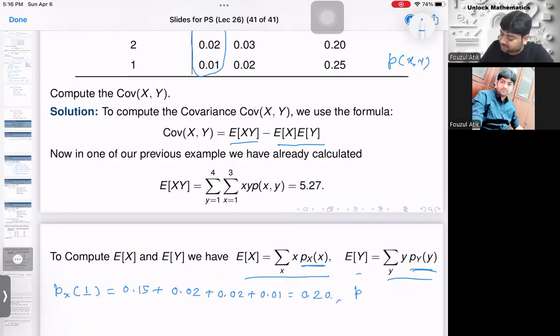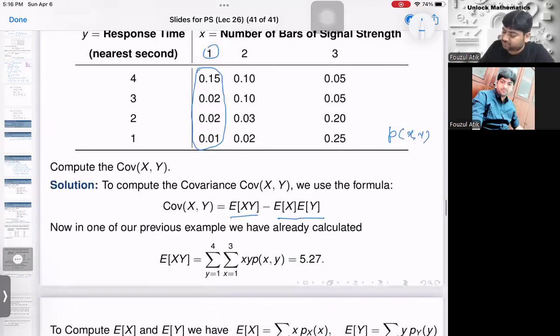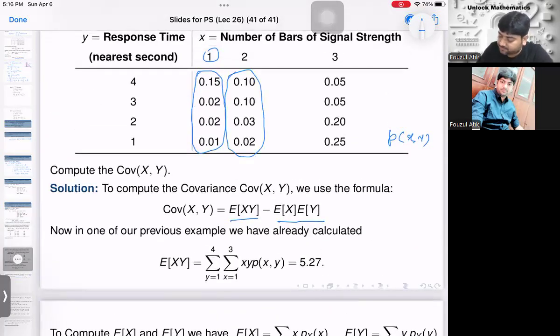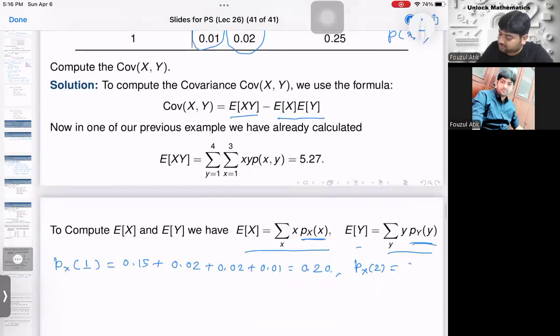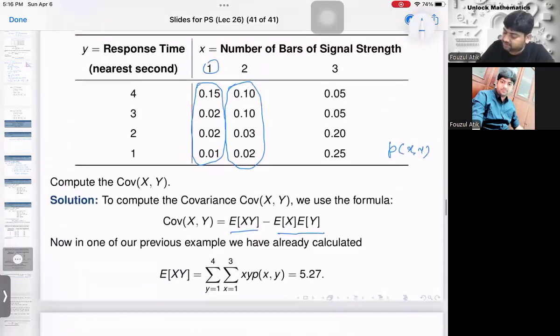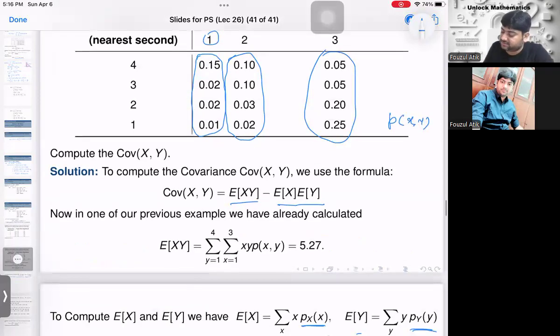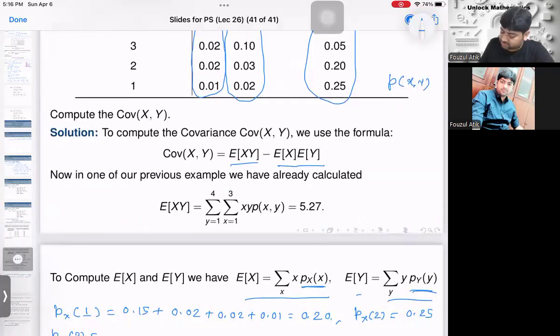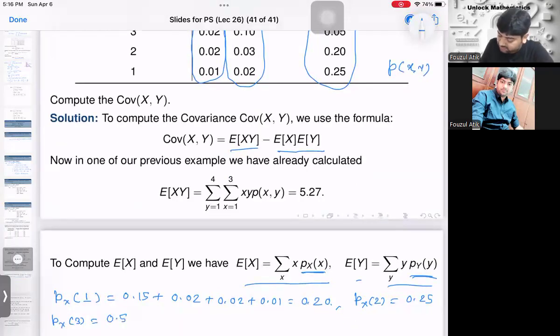Right? In the same way, p_X(2) is what? We have to do the sum over all these values. So what is the value? It is 0.25. The same thing, p_X(3) is what? Probability mass function at the point 3. Sum over all of them. What is this sum? 0.55. So we have calculated the probability mass function of x. Marginal probability mass function, we call it, right?